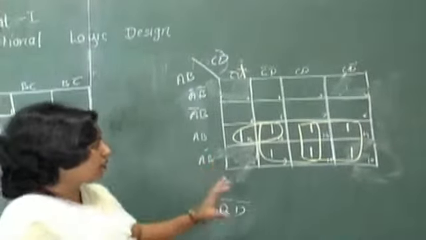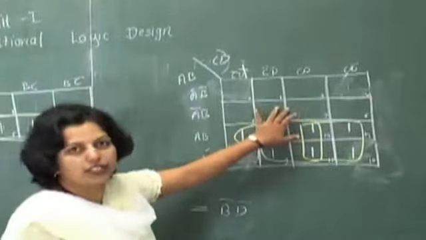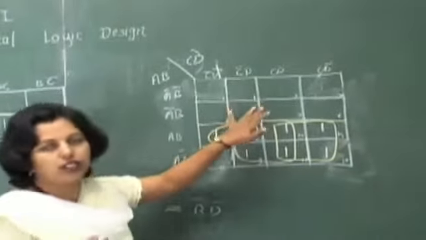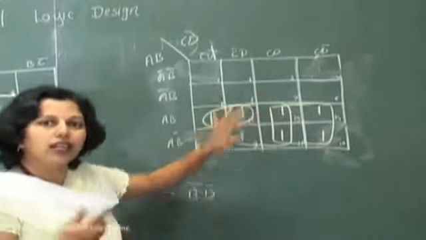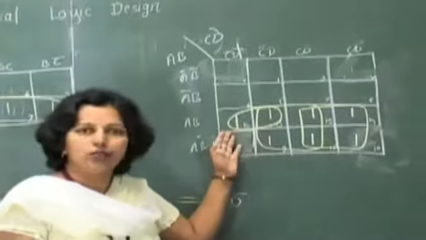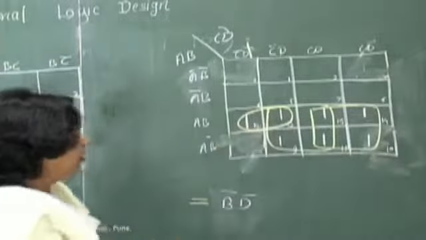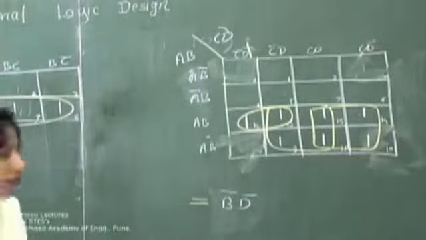So let us first see whether 8 adjacent ones are there or not. If not, then go for 4 adjacent ones. If not, then only you can end with 2 adjacent ones. So here, how is the reduction done?